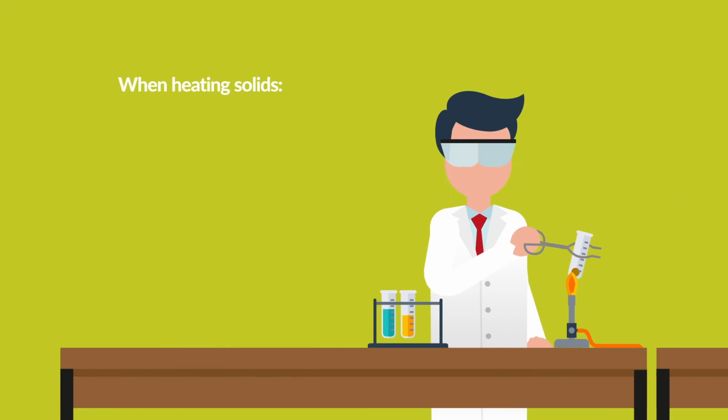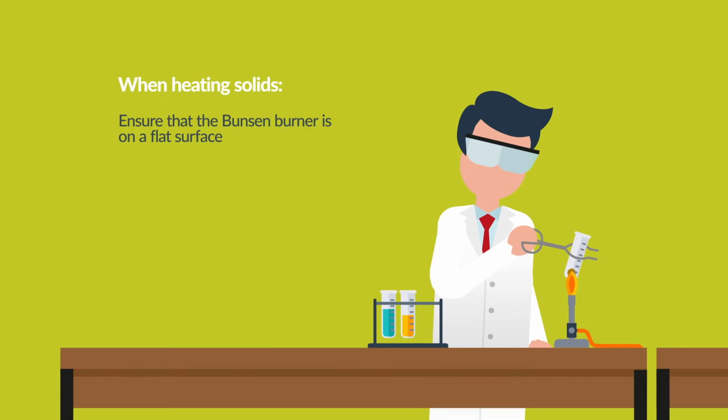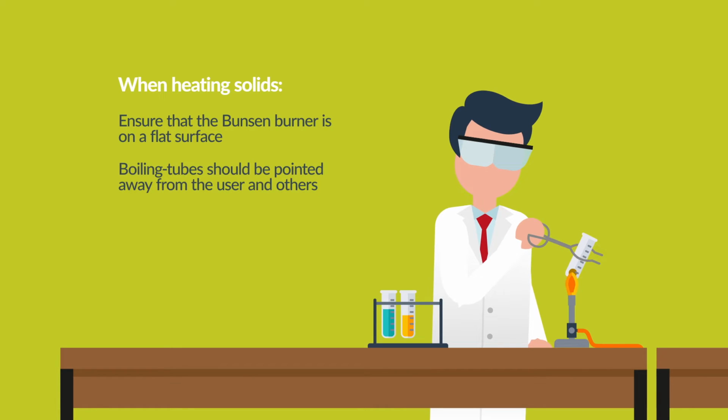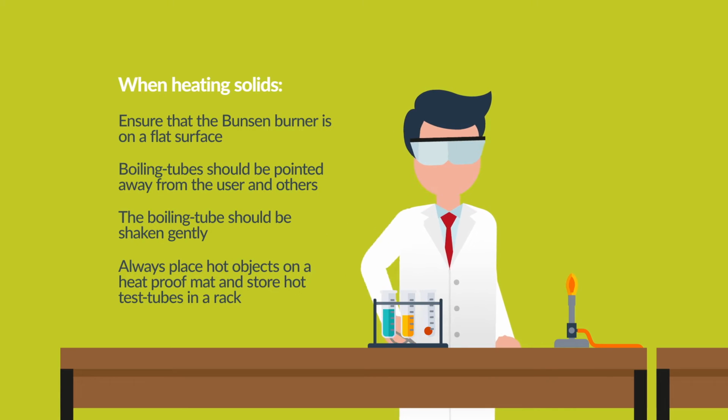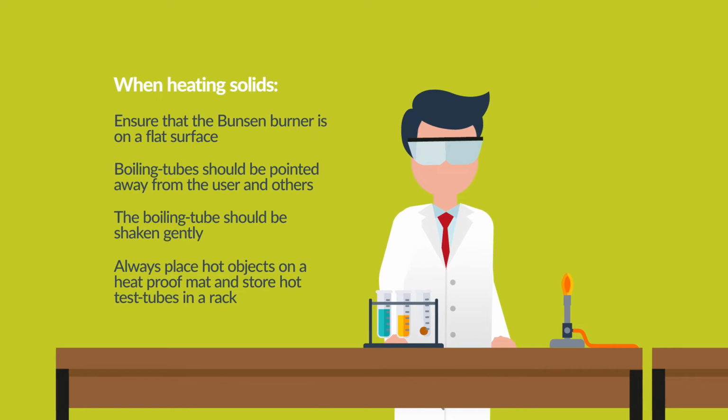When heating solids, ensure that the Bunsen burner is on a flat surface. Boiling tubes should be pointed away from the user and others. The boiling tube should be shaken gently as this prevents the contents from shooting out. Always place hot objects on a heat-proof mat and store hot test tubes in a rack.